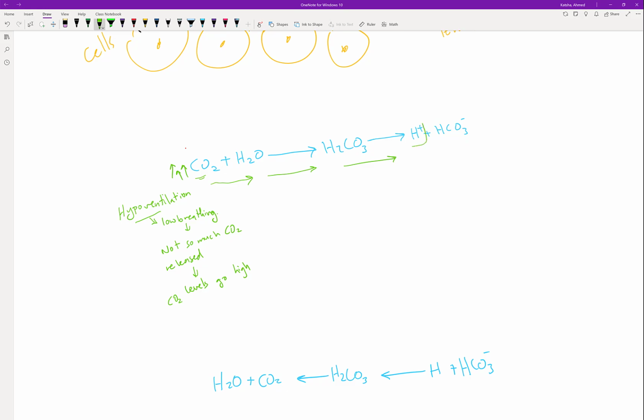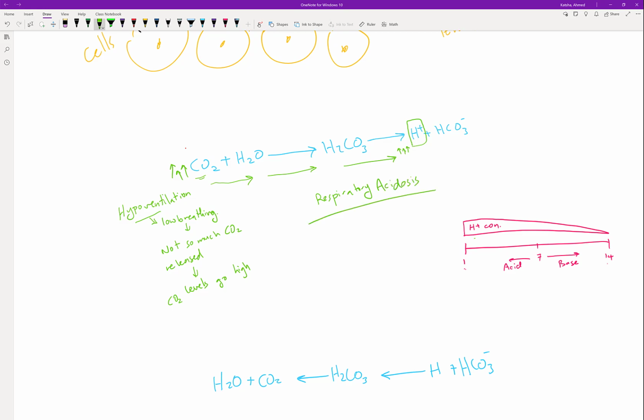But this means I'm going to release hydrogen ions. If you remember for the pH, that's 1, 14, 7. It is acid, it is base. And hydrogen ions will be high in the acid part and low in the base part. So back to this equation, what's happening is I am increasing the concentration of hydrogen ions. In this case, I will get something called respiratory acidosis. So hypoventilation will cause respiratory acidosis.